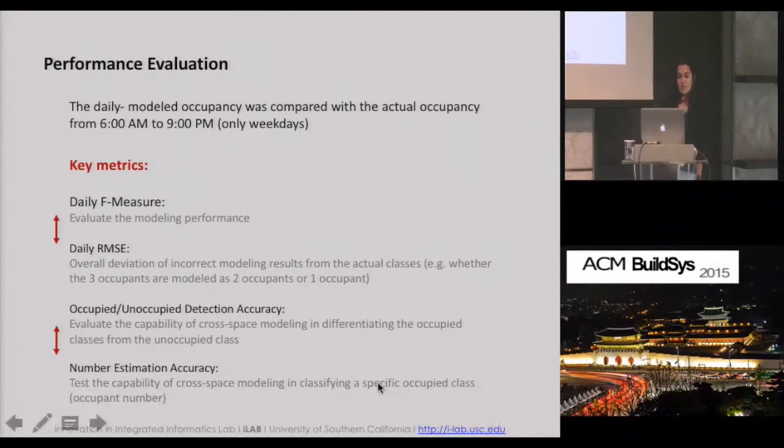To evaluate the performance, we calculated daily model occupancies and compared them with the actual occupancies from only 6 a.m. to 9 p.m. and only weekdays. And we calculated different metrics, the F-measure and the daily RMSE, and we compared those two. So we investigated not only how many times the model could generate correct occupancy outcomes, but how far the outcomes deviate from actual occupancy if modeled incorrectly.